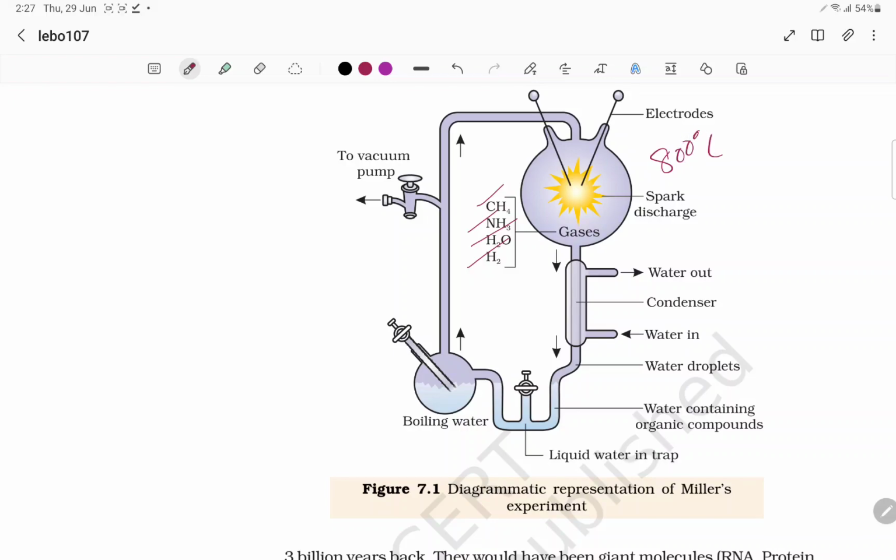Now the spark is discharged. Then we have to cool down these gases using the condenser. Water in and water out means this is a condenser, right? We are cooling down with water. Now the water droplets are collected here. After collecting the water droplets, the water contains organic compounds such as amino acids, pigments, nitrogenous bases, and lipids. And here we have the boiling water, which is continuously sending water vapor.